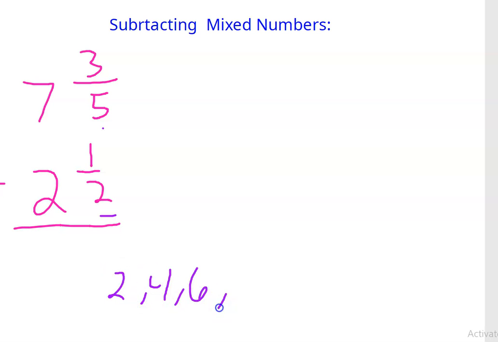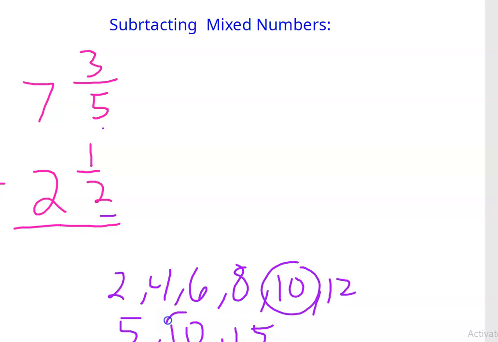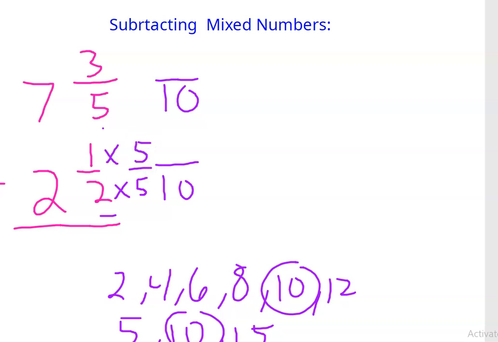2, 4, 6, 8, 10, 12. And we have 5, 10, 15. I see it already. It's 10. So let's put 10 next to both of our denominators. Okay. And then 2 times 5 is 10. We need to multiply by a form of 1, so multiply the top by 5 as well. 1 times 5 is 5. And then 5 times 2 is 10, and 3 times 2 is 6. So our new problem is 7 6/10 minus 2 5/10.